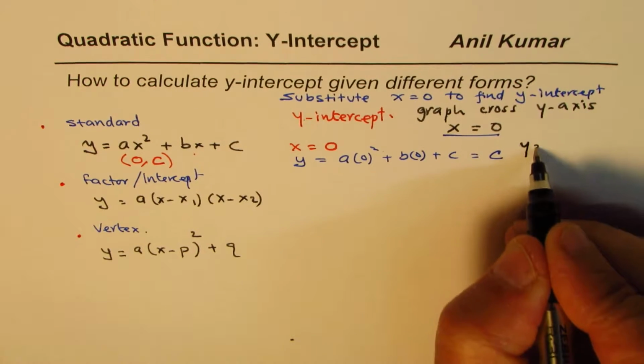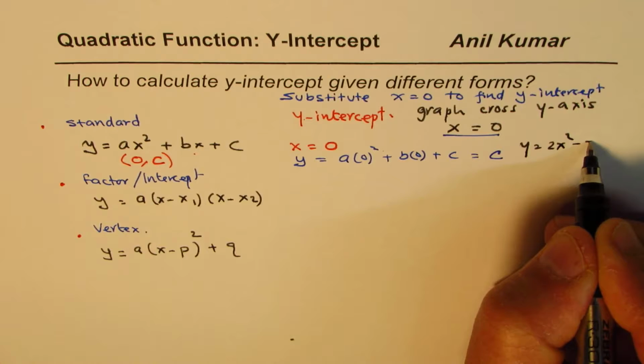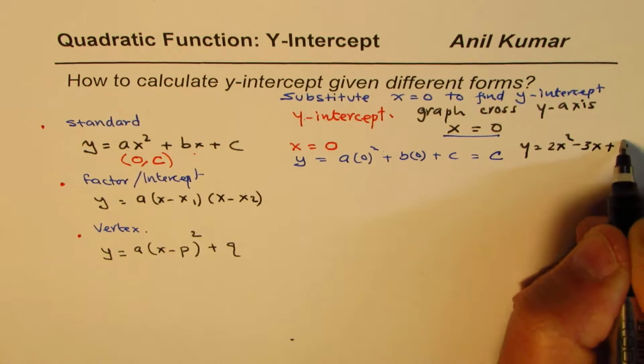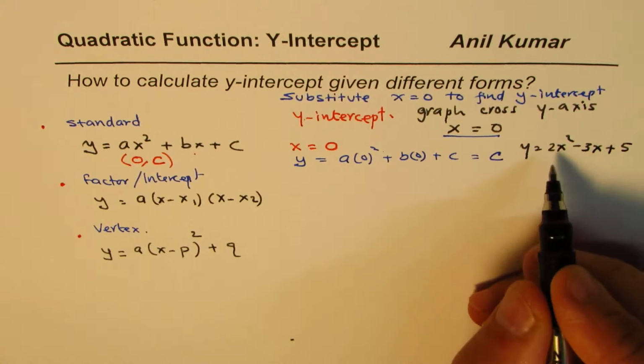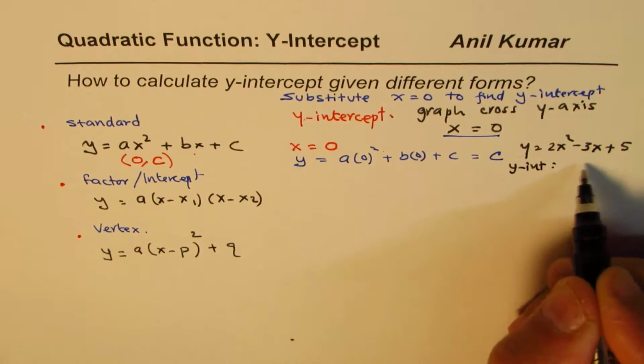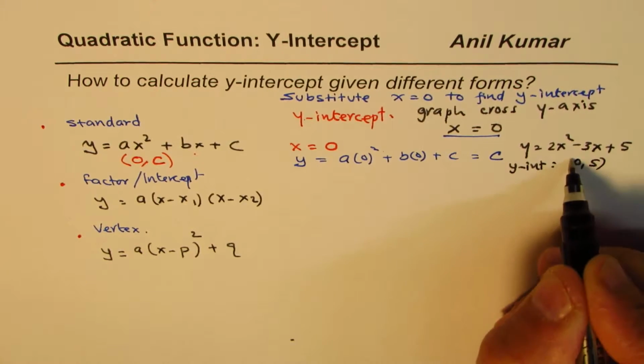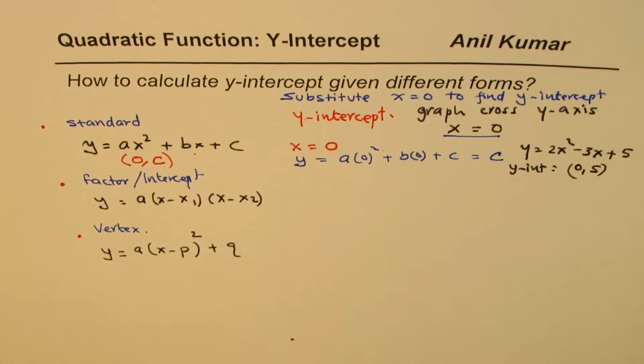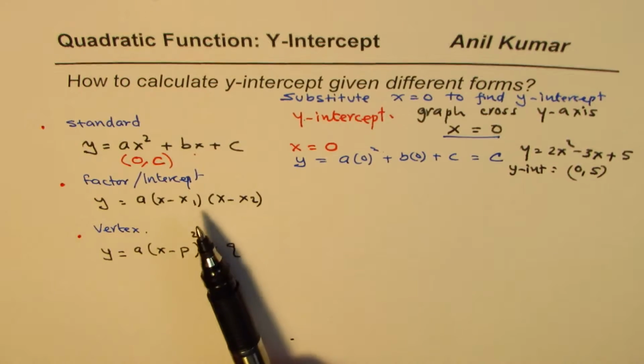Example, y equals 2x squared minus 3x plus 5. If I write x as 0, I know the y-intercept is at (0, 5) or at 5. Done, right? That's easy. How do you do it when you have the factored form?